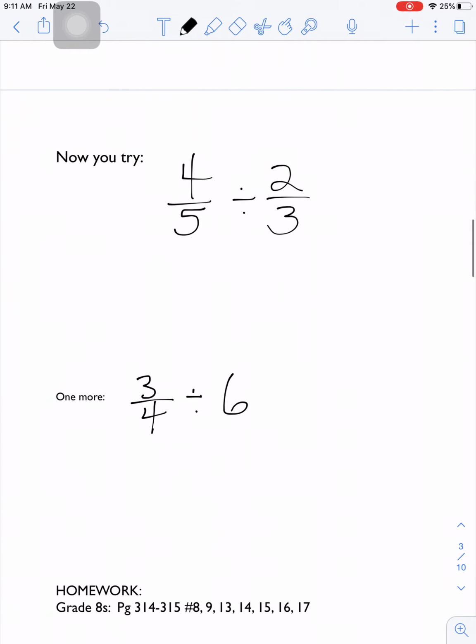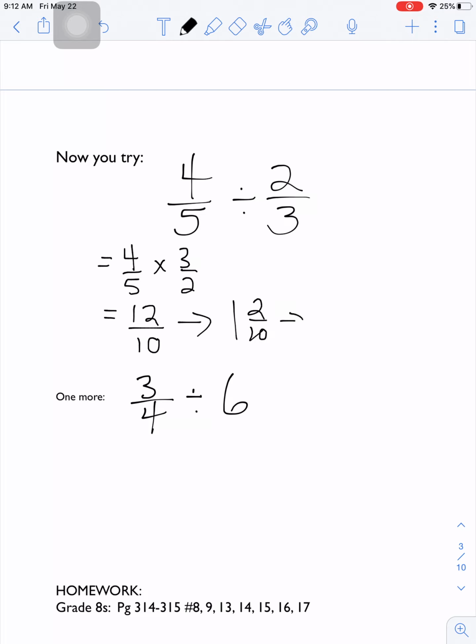So let's try this one. 4/5 divided by 2/3. So that is going to equal 4/5 times 3/2. Take the reciprocal of the second fraction. 4 times 3 is 12. And 5 times 2 is 10. So my answer is 12/10. And put that back into a mixed number. I've got 1 and 2/10, and I can put that in lower terms. That'd be equivalent to 1 1/5.